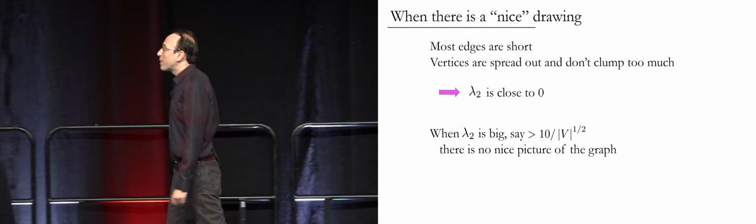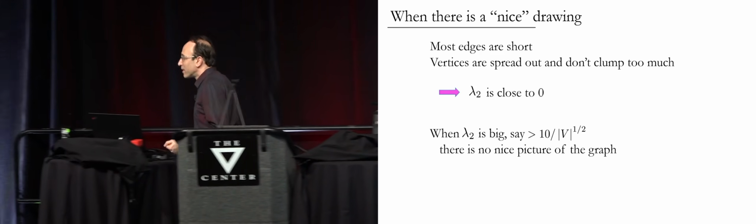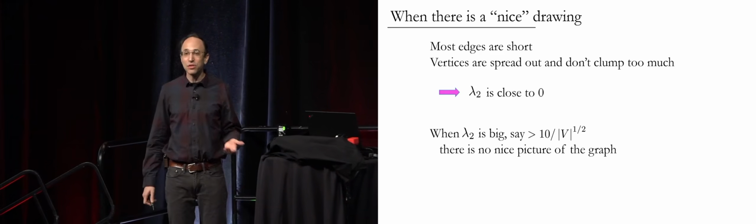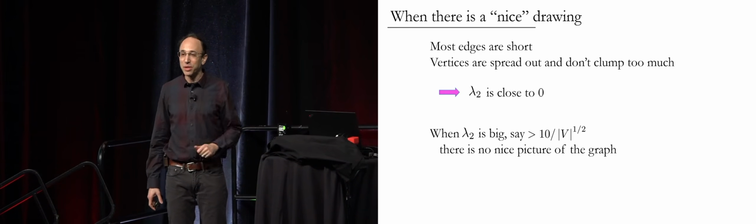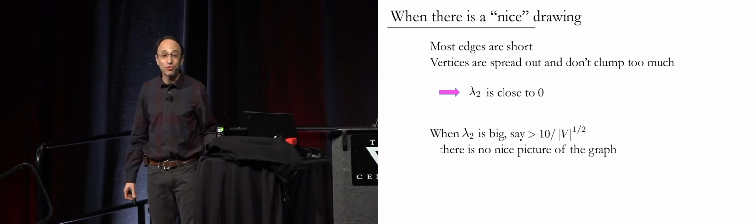Okay, so how do we prove this? Well, let's say you have a nice drawing of a graph. And some years in my spectral graph theory class, I asked students to prove a theorem, like prove that if you have a nice drawing of a graph, then lambda 2 is small. Last year I was nicer. I defined what I meant by nice drawing.